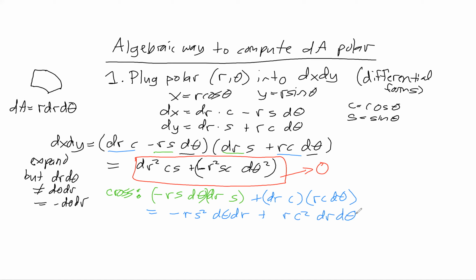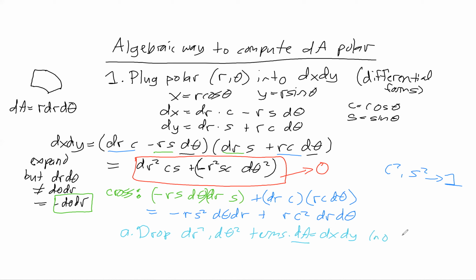You can tell that if there's a c squared and an s squared, there's probably going to be a 1 somewhere if everything is good in this world. So here's where we use that minus sign that I talked about earlier. So what we'll do is we drop the dr squared and d theta squared terms, because certainly there are none of these square terms in the area element. So that should make it plausible that these are not allowed.